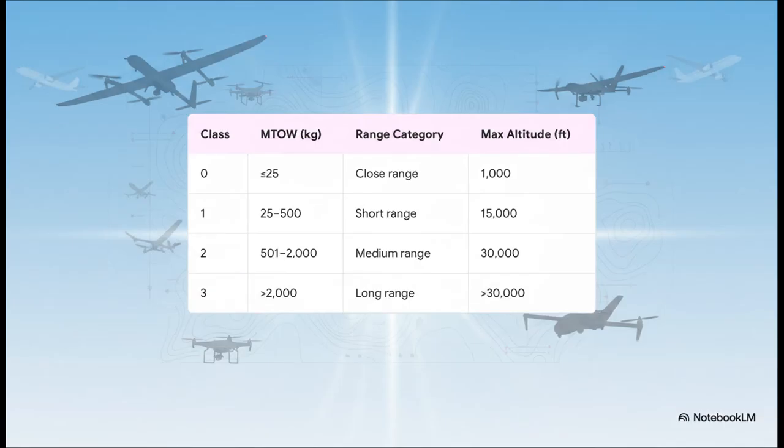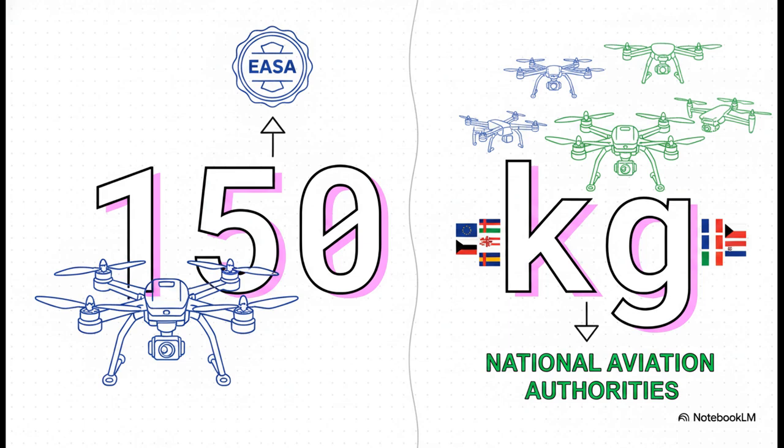Next up is classification by weight. When you break it down structurally, systems are classified from Class 0 all the way up to Class 3 based on their MTOW, maximum takeoff weight. A Class 0 drone is under 25 kilograms and stays below 1,000 feet. But a Class 3 system? That's a massive aircraft weighing over 2,000 kilograms, flying in the long-range airspace above 30,000 feet, literally sharing the sky with commercial airliners. So, the crucial point is, where exactly do regulators draw the line?